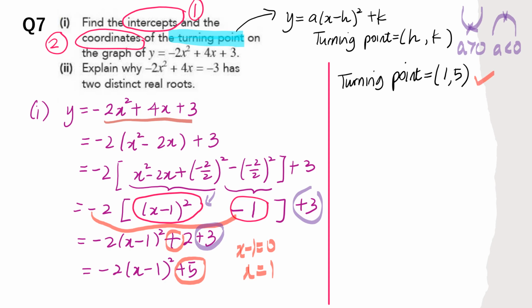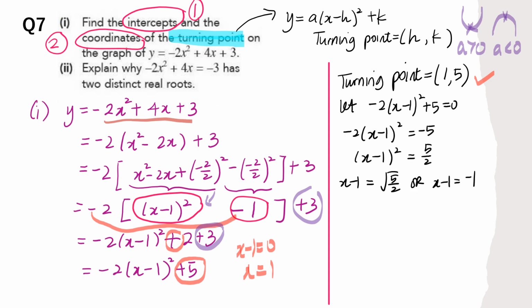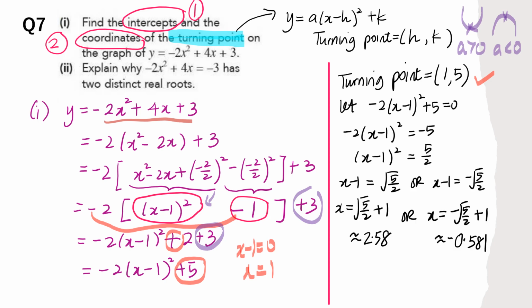So the next thing we need to do is to find your intercept values. To find the x-intercept value, basically you just let y equal 0, because the x-intercepts are found on the x-axis. So you let y equal 0 and you solve it, and you would have two x-intercepts, which are 2.58 or negative 0.581.